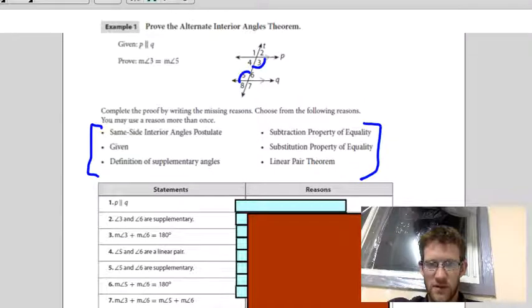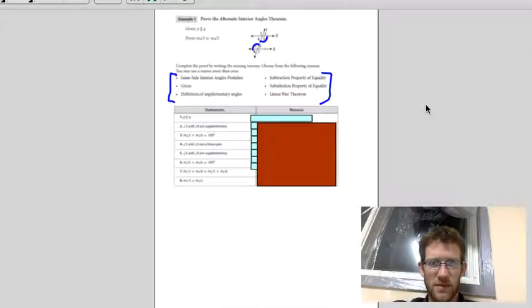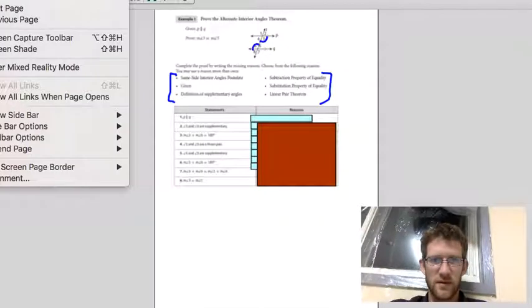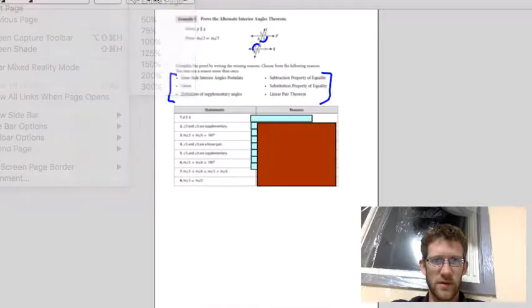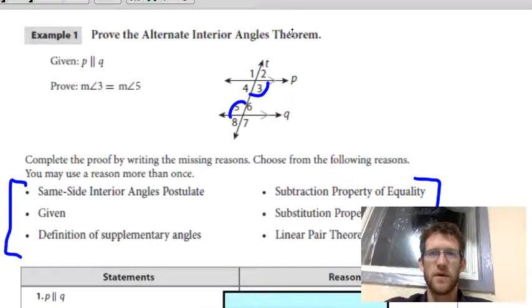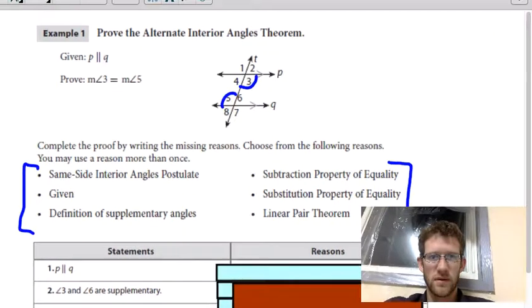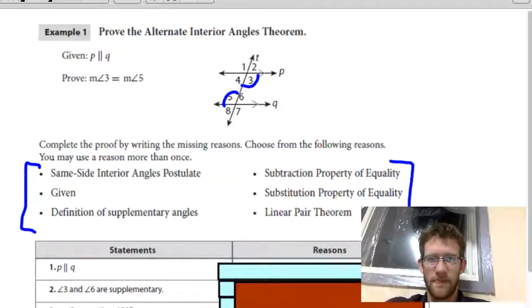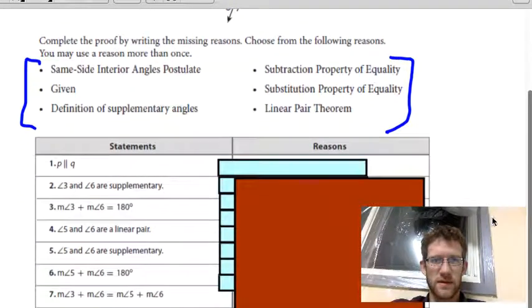Apologies here. It should be... You're not supposed to get smaller. What's up with that? View, zoom, page width. Sure. Sorry about that. Okay. So we'll start here. You guys can see this.